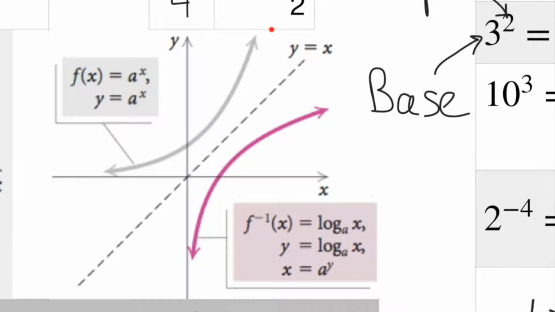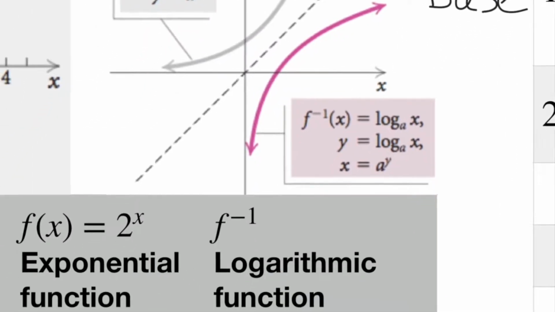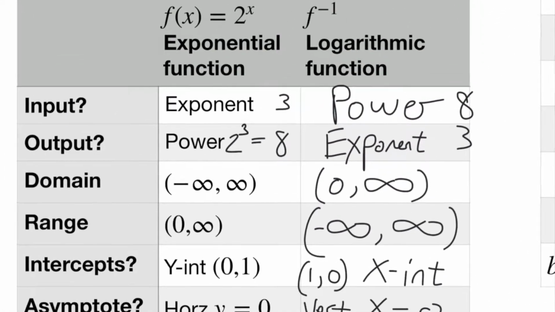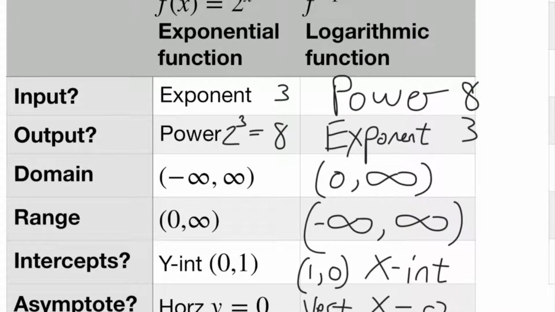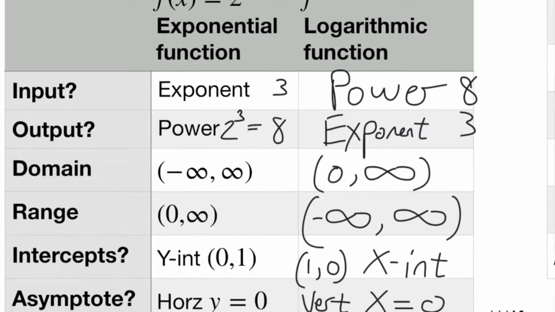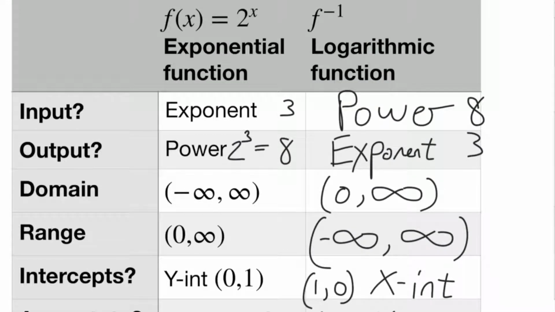So here's y equals 2 to the x, and here's what we're going to call a logarithm. Let me compare a logarithmic function to an exponential function. The input on an exponential function would be 3. If the exponent is 3, then you get as an output 8. We'll call that a power. 2 to the third is a power, and if you evaluate it, it's 8. Input is 3, output is 8.